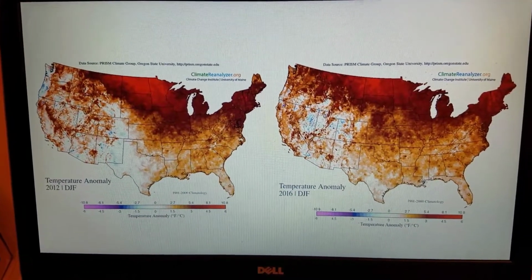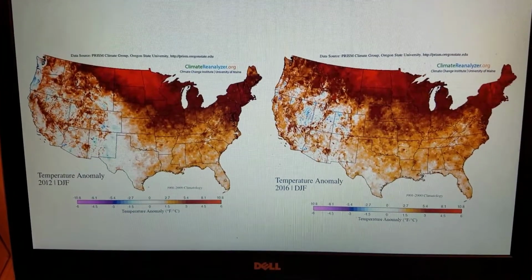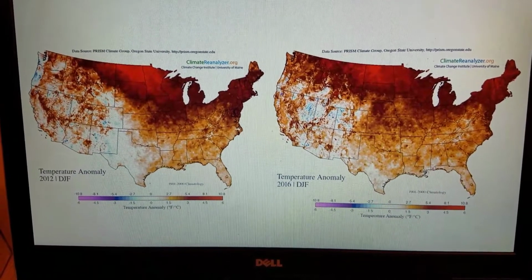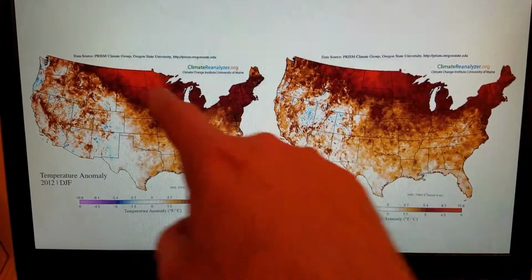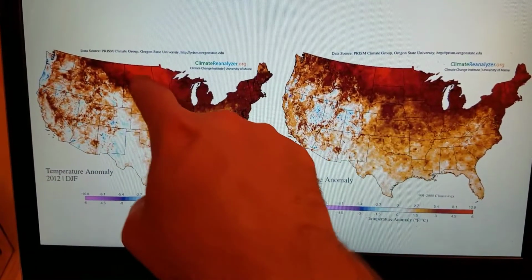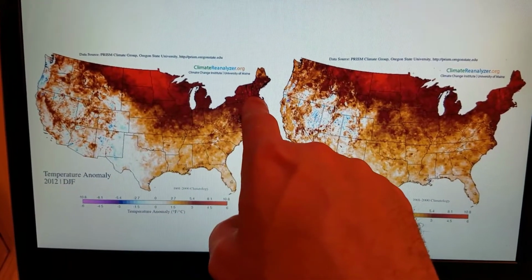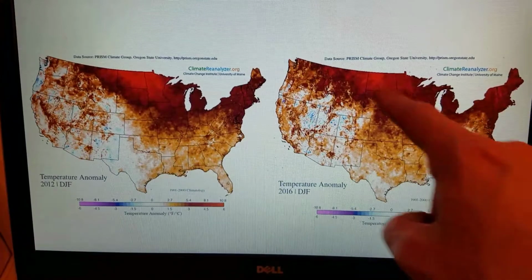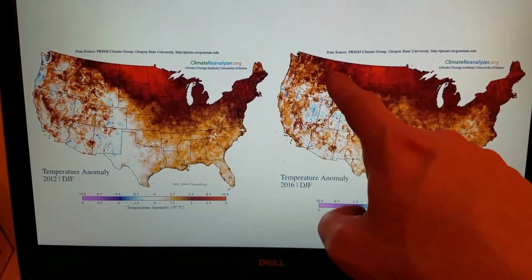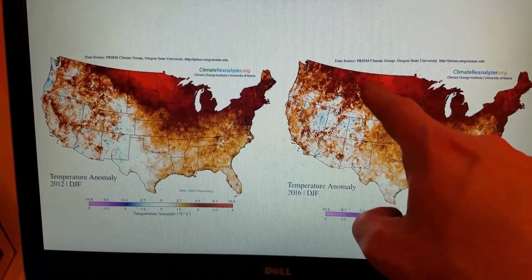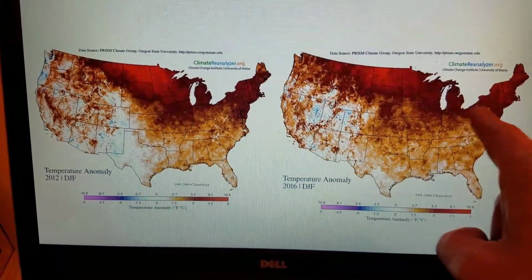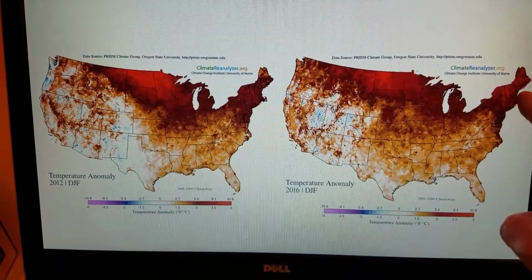Additional warm winters, 2012, more recent memories now, 2012 and 2016. You can see where the warmth really concentrated itself, especially across the upper Midwest into New England. And again in 2016, a very similar pattern up on the upper Midwest, the U.S.-Canadian border across Minnesota, Wisconsin, Michigan, and into New England.